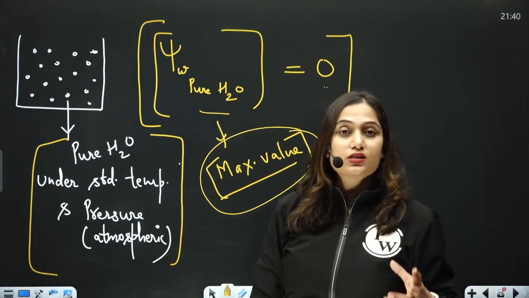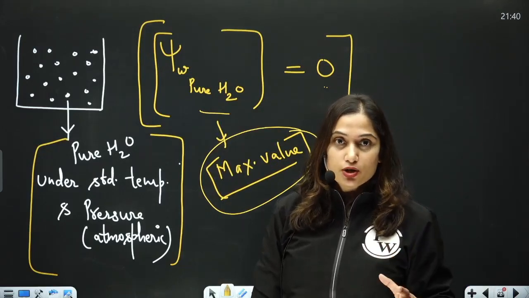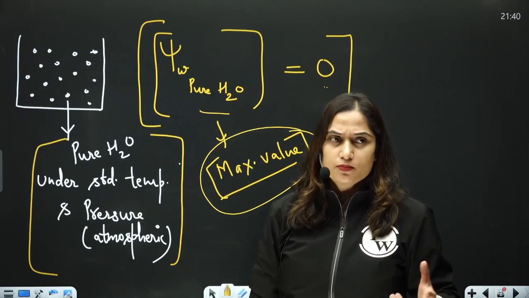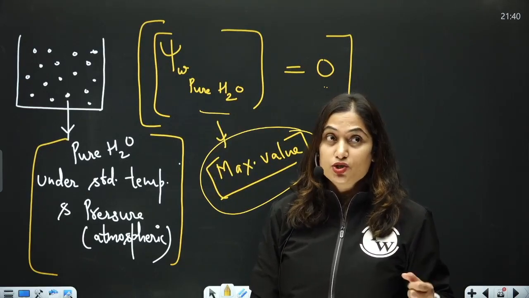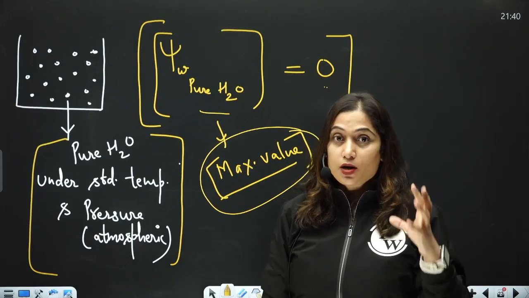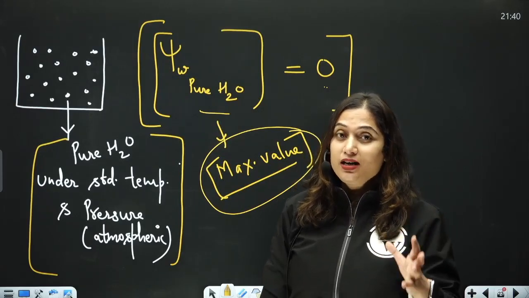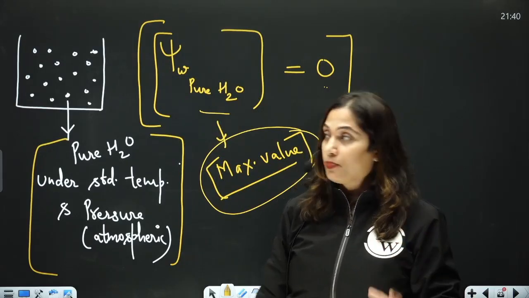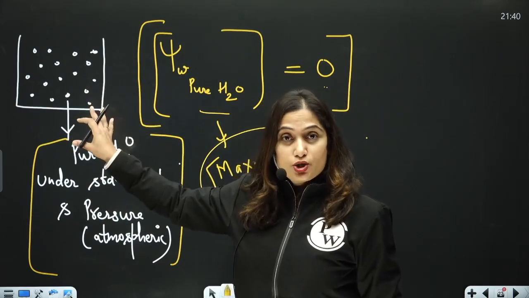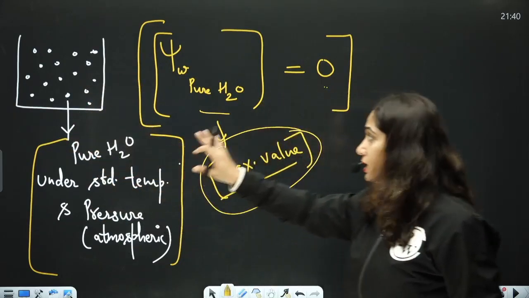So for pure water, the water potential is taken to be 0, but under what conditions? Under conditions of standard temperature and standard pressure. You know what standard temperature is? 25 degrees centigrade. And what is standard pressure? The atmospheric pressure. So remember this point. Under standard conditions of temperature and pressure, the water potential of pure water is taken to be 0.